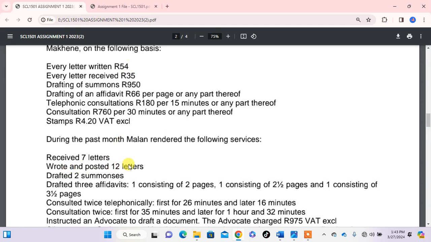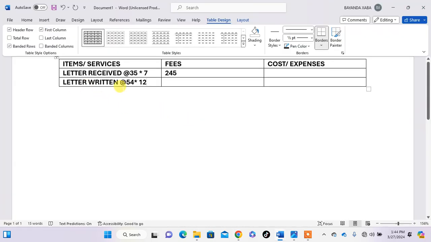He wrote 12 letters, which is 54 rand each. So it's 54 times 12, which gives us 648, right? So there's no expense there. Then we are coming to the expense.